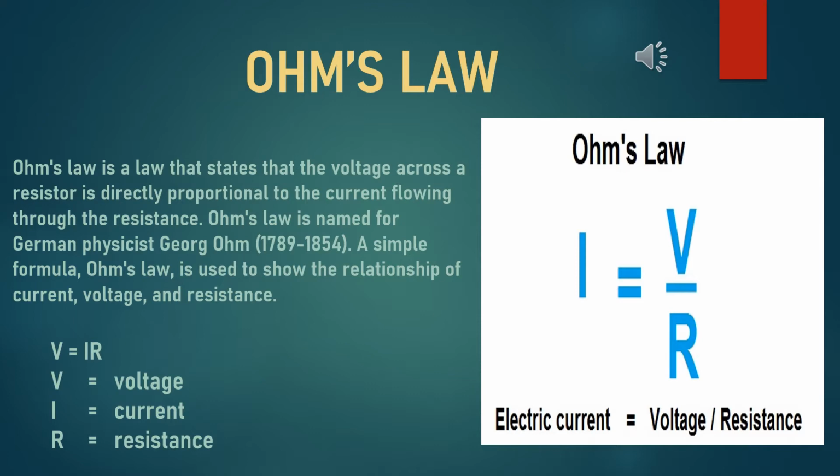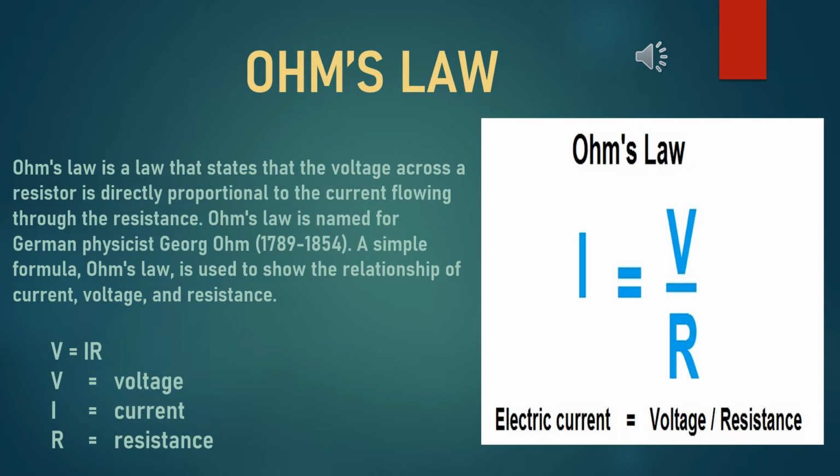So Ohm's law states that, the temperature and other physical conditions remaining constant, the current flowing through a conductor is directly proportional to the potential difference across the ends of the conductor. So if I be the current, R be the resistance and V be the voltage, according to Ohm's law, V varies as I, or V is equal to K into I. K is a constant of proportionality.